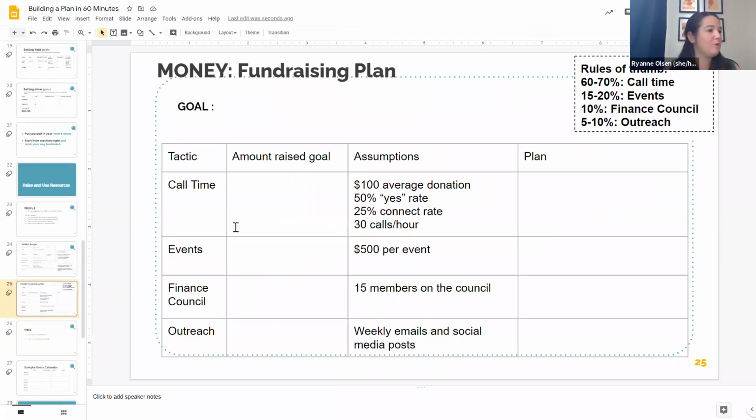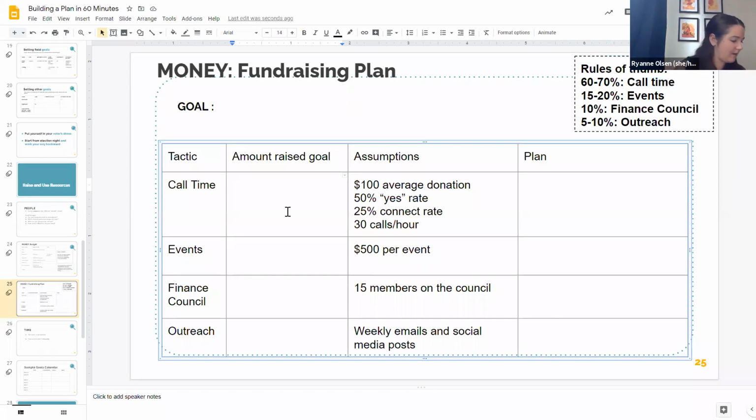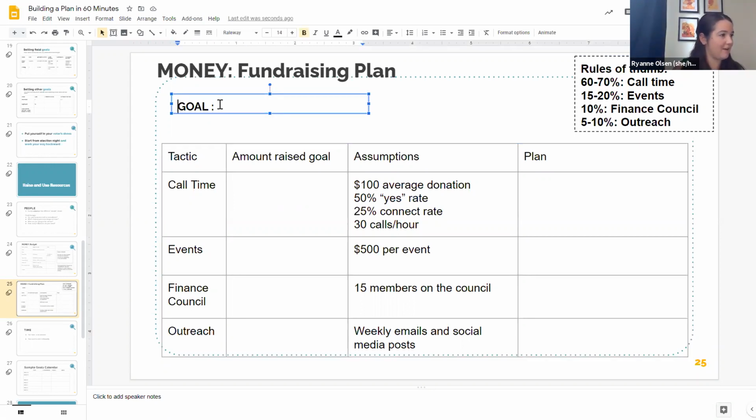Now, usually there are some rules of thumb with fundraising. But basically, most of your time will come from call time, directly calling folks who you know. So this is calling your network, your friends, your relationships, looking at folks who have given to Democrats in the past, and reaching out to basically anyone who says they'll support you to see if they'd be willing to contribute as well. Events, finance council, and outreach. So theoretically, let's say for this entire campaign, and again, you'd want to create your own, our goal is to raise $80,000.